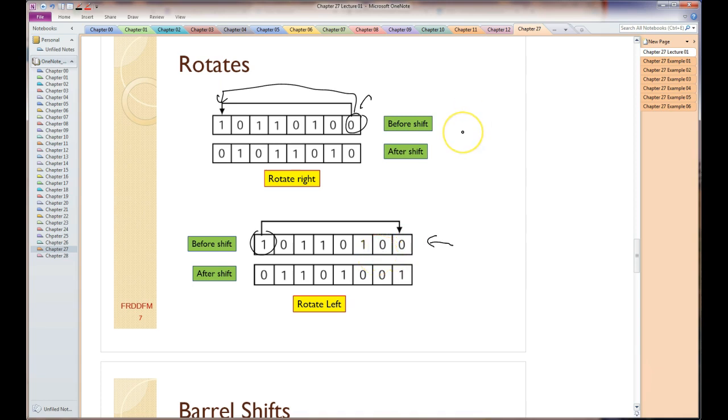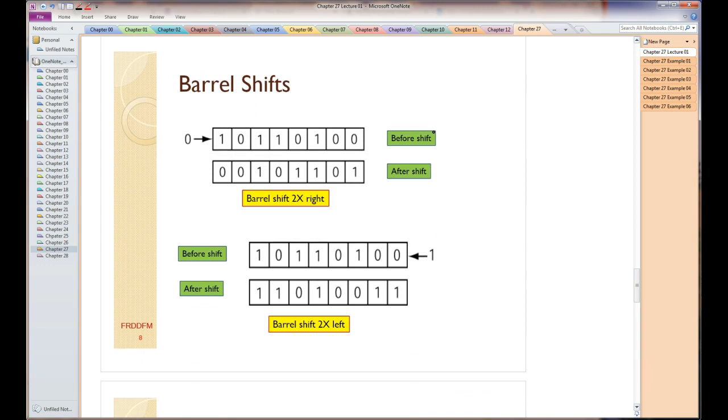So for both of these rotates, unlike the simple shifts, I don't lose a bit, and I don't need to provide a bit to stuff into it. It uses the LSBs or the MSBs depending on whether it's rotating left or rotating right. The rotates, rotate left, rotate right, those are 2 types of rotates.